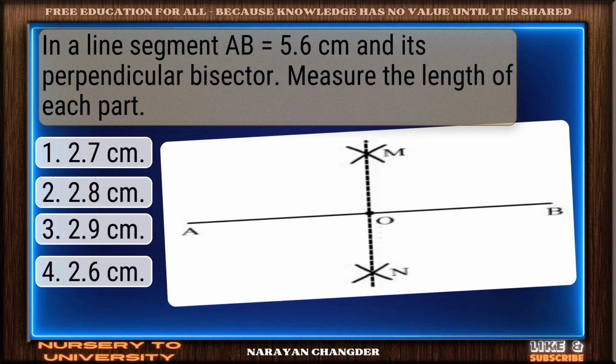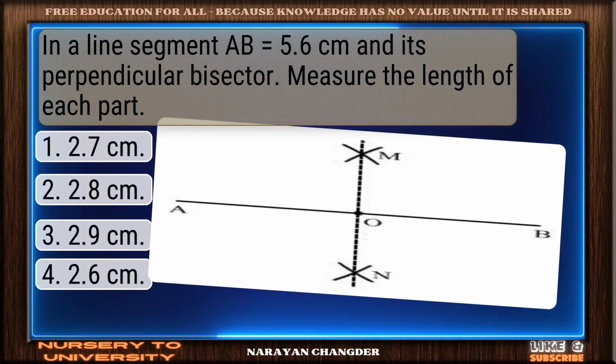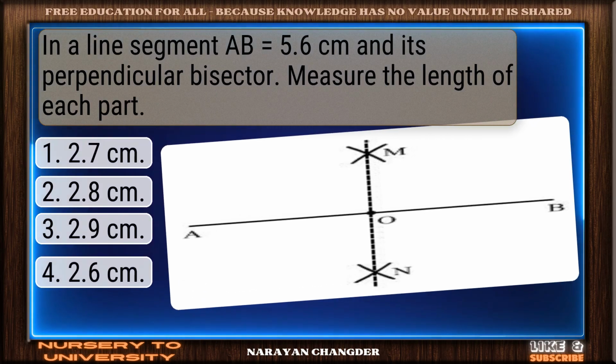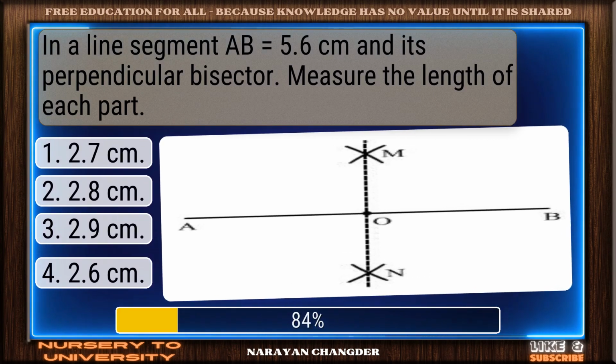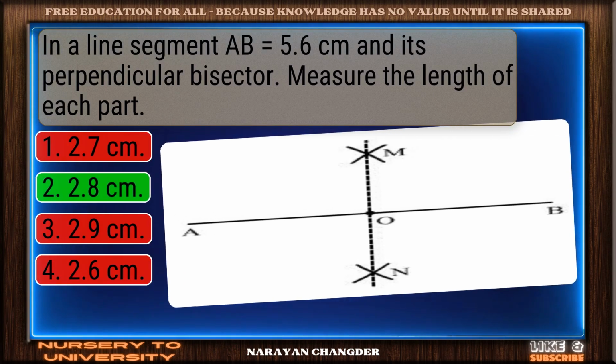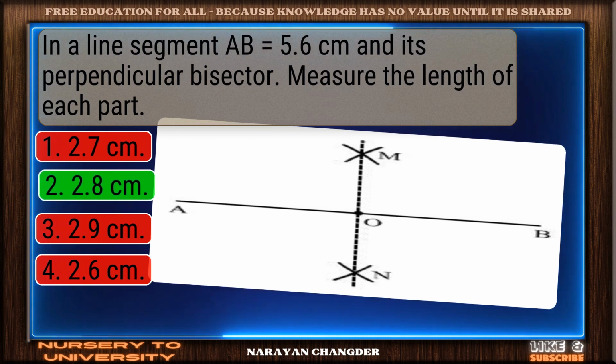Question number 2. In a line segment, AB equals 5.6 cm, and its perpendicular bisector. Measure the length of each part. Good job. Your answer, 2.8 cm, works well here.